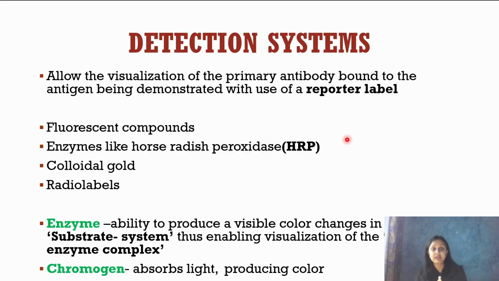So for everything that you need to detect, you need a signal, a color, a light, any image that will confirm the presence of that substance that you're trying to find. In this case, we are trying to find that antigen, right? That antigen needs to light up, needs to be colored so that we can see it in our slide. For that, we have detection systems. Those detection systems include fluorescent compounds, enzymes like horseradish peroxidase, or in short HRP, colloidal gold, radio labels, etc.